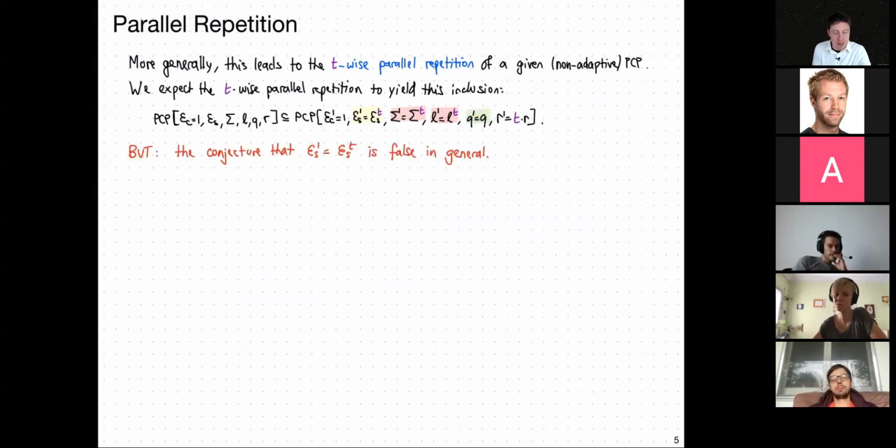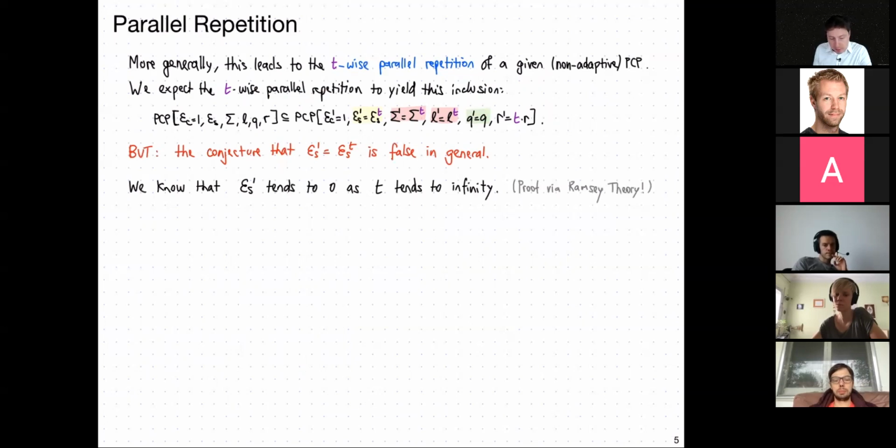But it turns out that the conjecture that the soundness error goes down exponentially is false in general. There is a proof that the soundness error does not go to zero as fast as you would expect, as T goes to infinity. There's a very beautiful proof of it using Ramsey theory, okay? We're not going to go over it today, but if you're interested, one of the recorded lectures from my fall 2020 course will lead you through it. It's a very, very clean application of a basic Ramsey theory result.